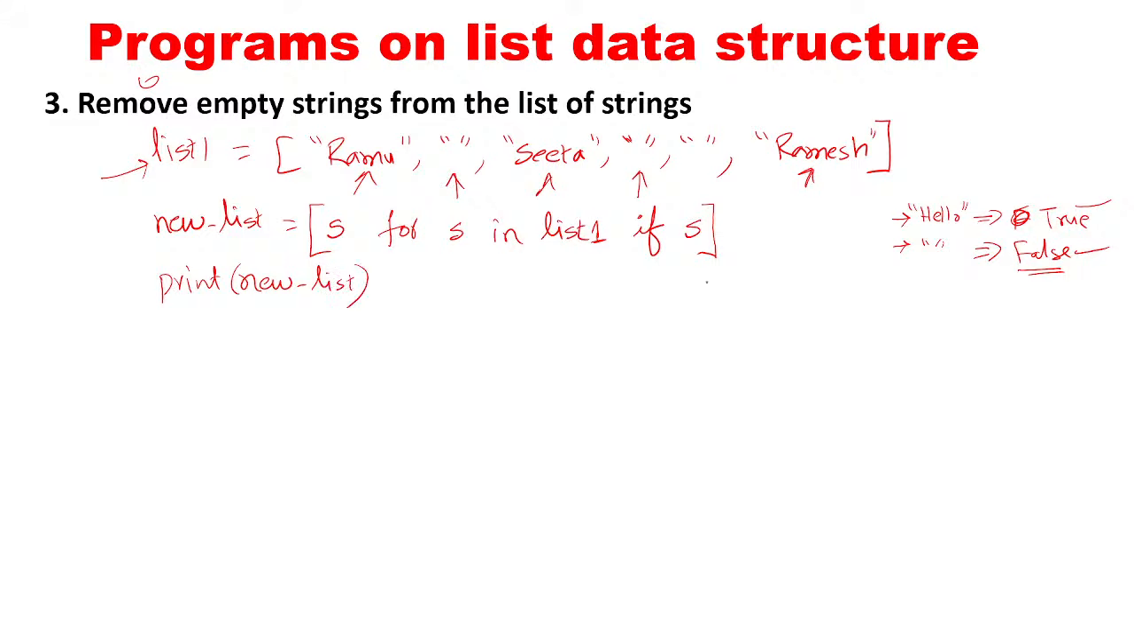It contains only Ramu, Sita, Ramesh. All empty strings are removed from this. This is the way you will get the new list with proper strings. Got it? I hope you might have executed it.